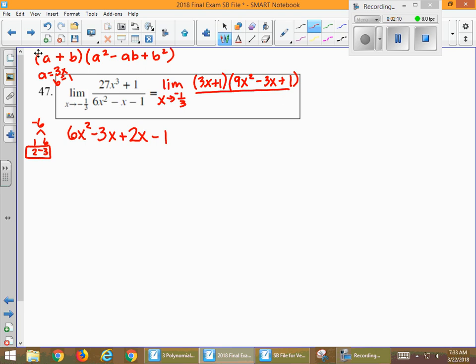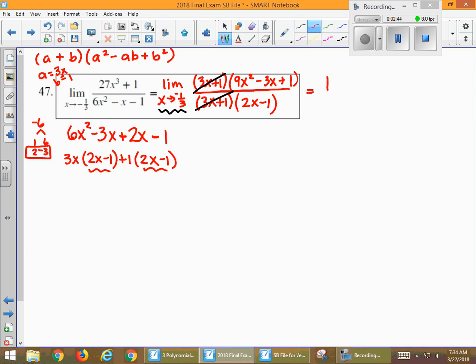I'm going to split the middle. I can take a 3x out of the first 2 terms, and I can take a 1 out of the second 2. And my parentheses match. Lovely. And so my factors here, 3x plus 1, 2x minus 1. Even lovelier still is the fact that I can cancel that 3x plus 1, which is what was causing an issue for us taking the limit.